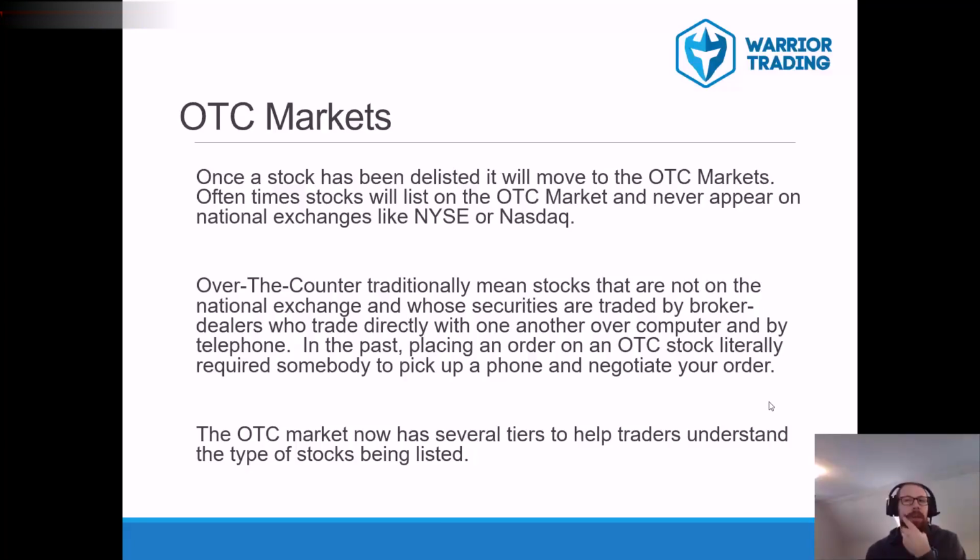Now, in recent years, the OTC market quoting system has made electronic quotes available for most OTC stocks, and liquidity has improved, but it's still not at the same level as national exchanges.